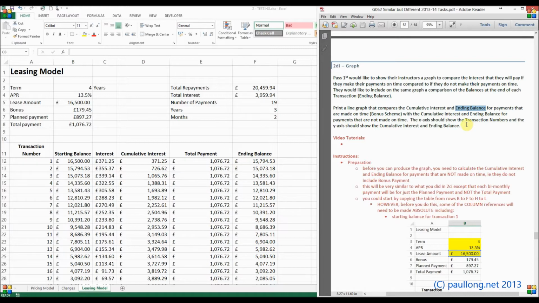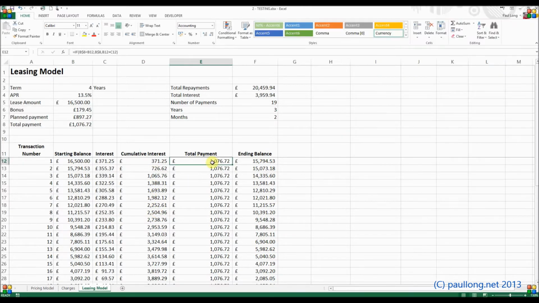But it also wants us to include and compare that with the cumulative interest and ending balance for payments that are not made on time. In order to do that, we need a completely new table that is going to, instead of working out the total payments that we've got here, put in the planned payments. So let's have a look at how we could go about producing that.